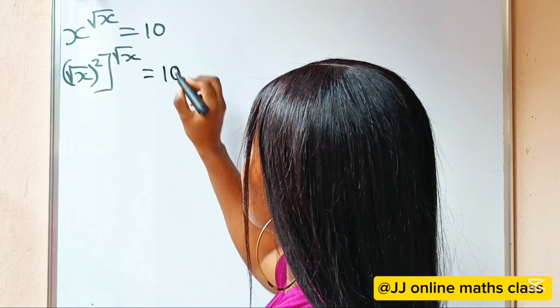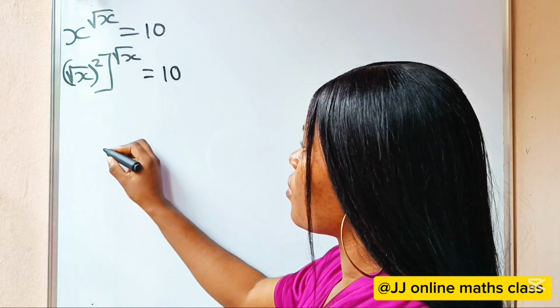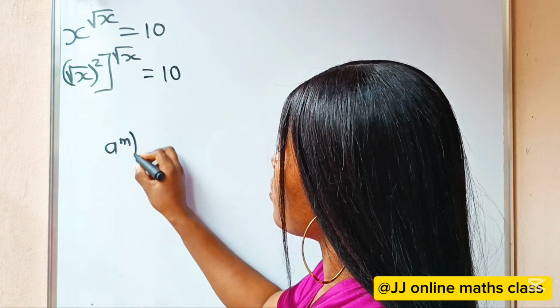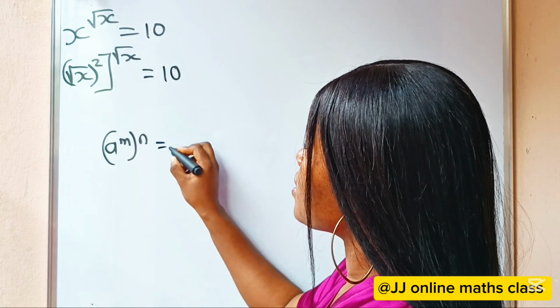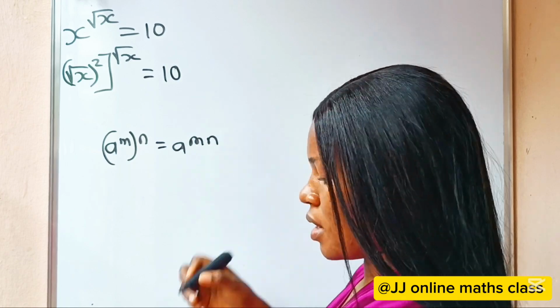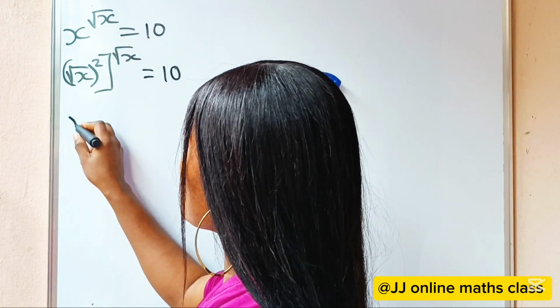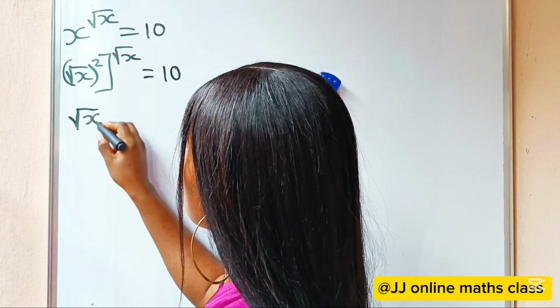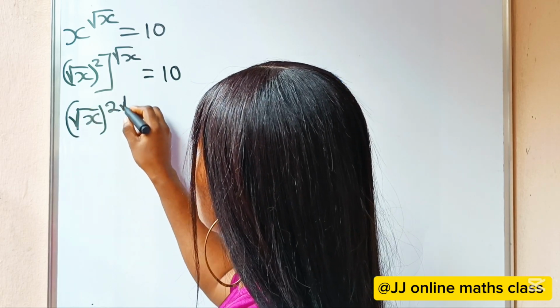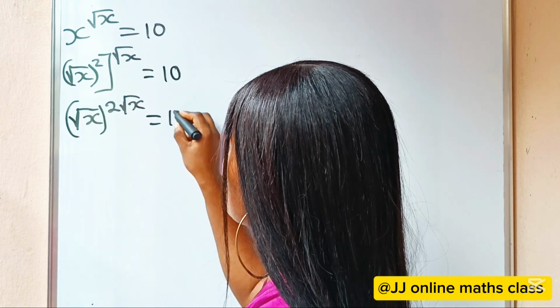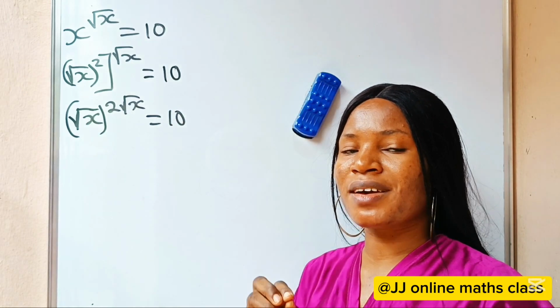is equal to 10. Now when you have a raised to the power of m, raised to the power of n, this is equal to a raised to the power of m times n. Therefore, we can write this as the square root of what? x raised to the power of 2 root x is equal to 10. Now let's simplify this equation.